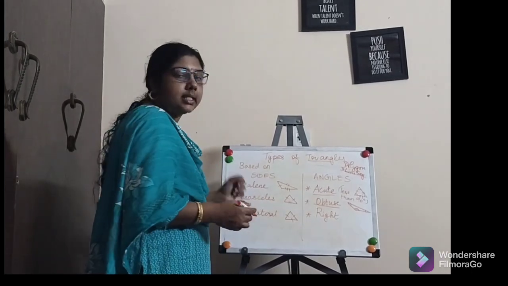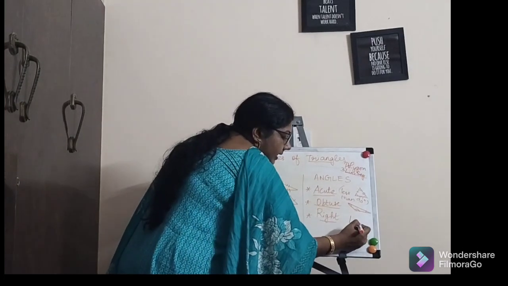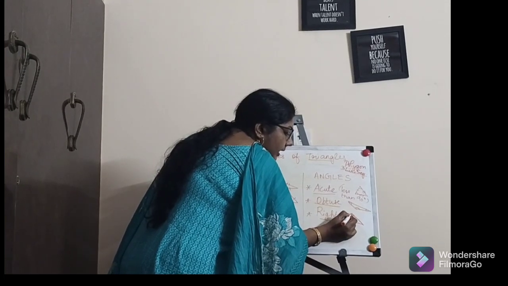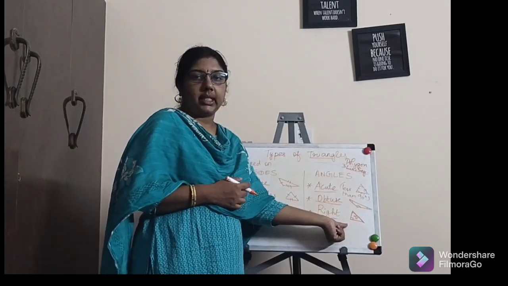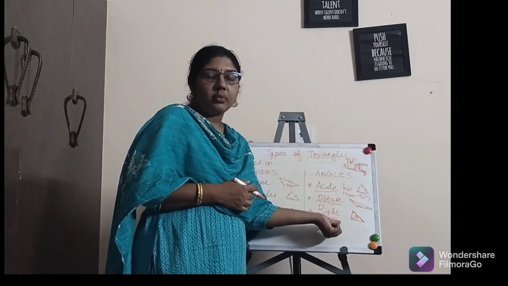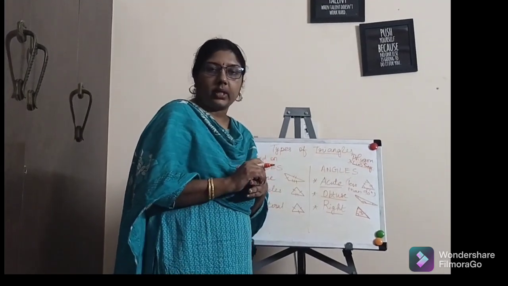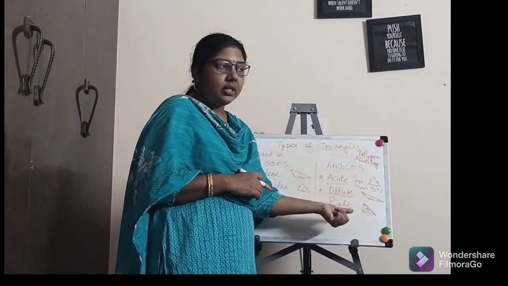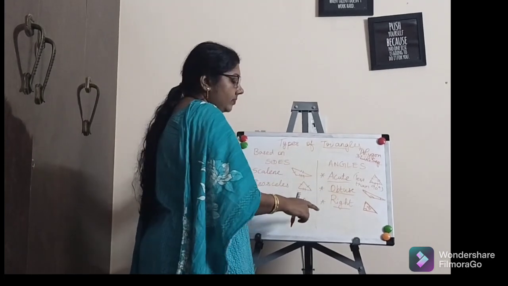Now the next and the last classification is right triangle. Right angle means 90 degrees. So in this kind of triangle, any one of the angles is going to be 90 degrees while the other 2 are going to have measure less than 90 degrees, which is acute angle. One of the angles will be right, other 2 angles will remain as acute. This kind of triangle is called as right triangle or right angled triangle.